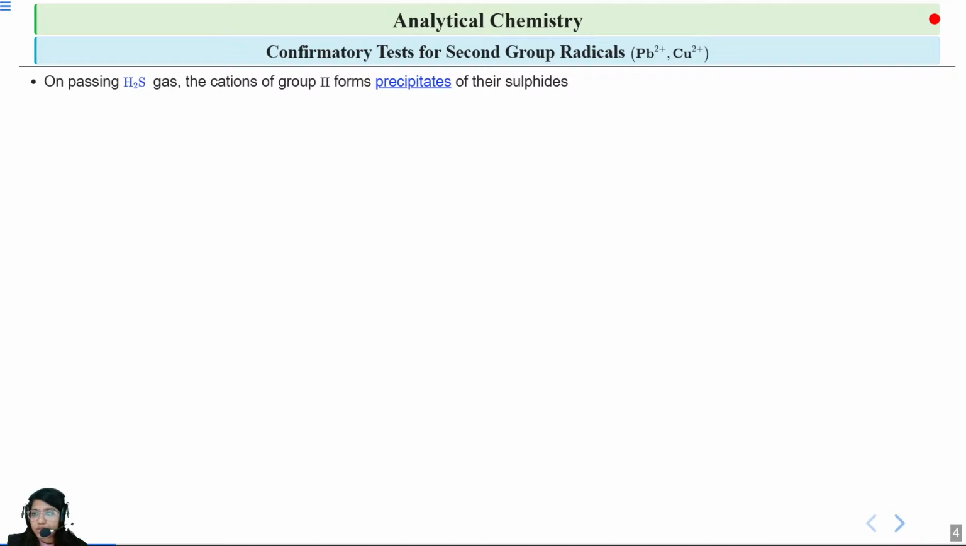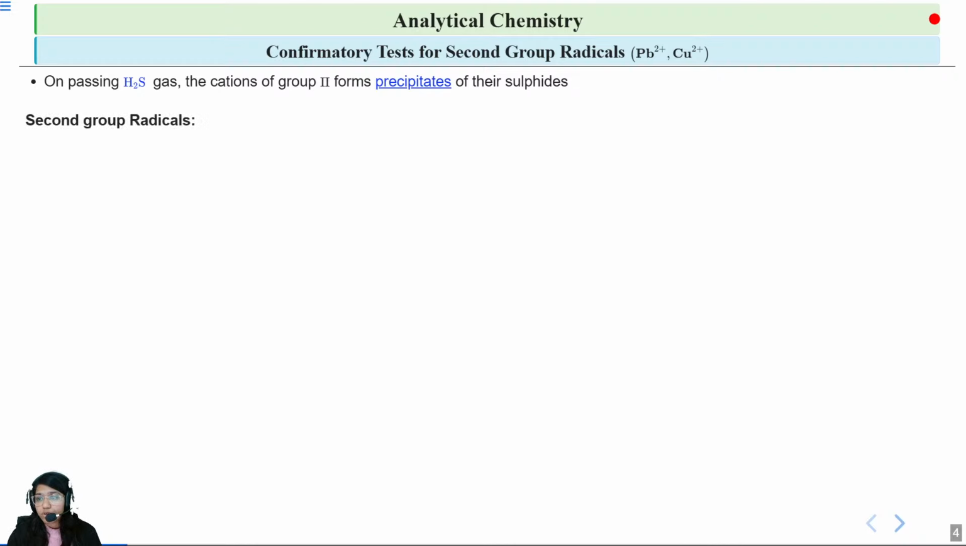When hydrogen sulfide gas is passed through solution containing group 2 cations, these cations react to form insoluble sulfide precipitate. So we studied in our previous lecture that on the basis of solubility product and reagent use, the basic radicals are classified into 6 groups and they all have different group reagent. So for group 2, what is the group reagent? It is H2S in the presence of dilute HCl. So when hydrogen sulfide gas is passed through a solution containing group 2 cations, these cations react to form insoluble sulfide precipitates.